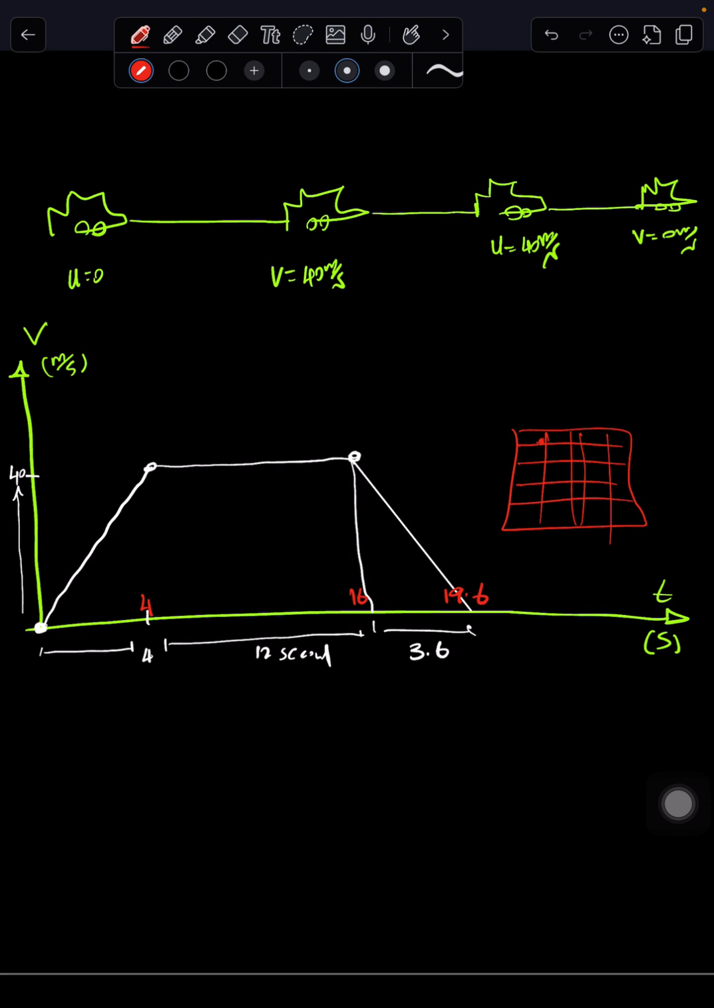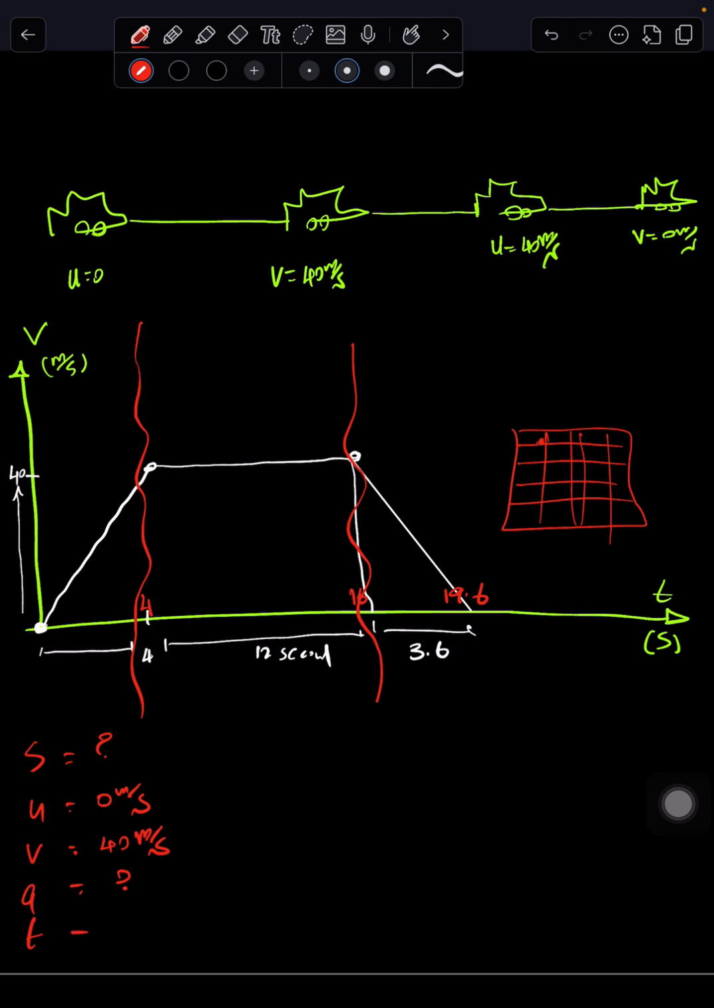To begin with, we can split this diagram into 3 different sections. In the first section, we have an accelerating motion. So we start answering our question with our SUVAT. S stands for displacement, which is not given. U is the initial velocity, which is 0 meters per second in this case. V is the final maximum velocity, which is 40 meters per second. A is the acceleration, which is not given but can be calculated, and time can be found from the graph, which is 4 seconds.